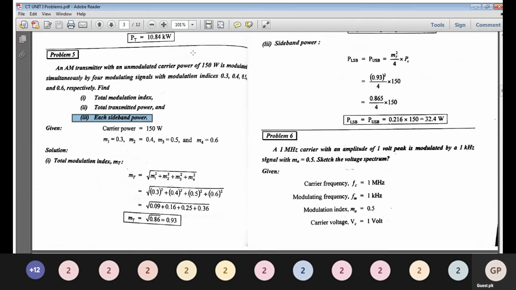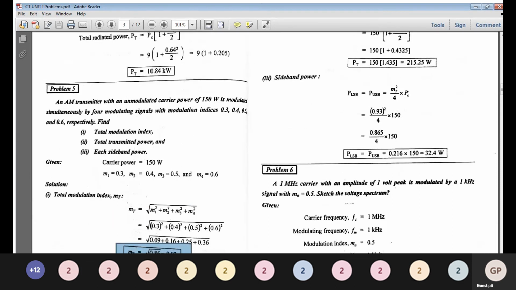Okay. So the carrier power PC is provided. Write it, ma. Next, write all the modulation index values of the 4 signals: 1, 2, 3, 4. First calculation, total modulation index calculation. We know the formula. Total modulation equal to the square root of m1 square plus m2 square plus m3 square plus m4 square. Substitute all the values here. Total modulation index value is equal to 0.93.